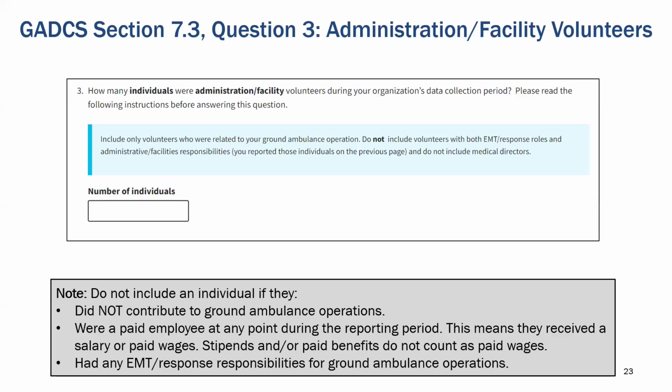Section 7.3, question 3 asks you to report the number of individuals who were administration or facility volunteers. As for all questions in this instrument, do not include individuals in this section if they did not contribute to ground ambulance operations, if they were paid at any point during the collection period, or if they had any EMT or response duties.